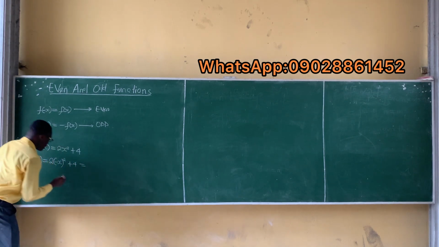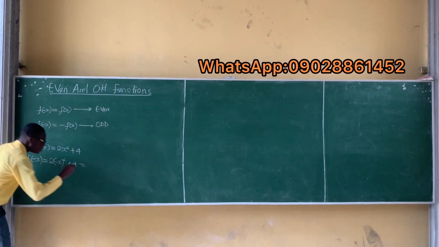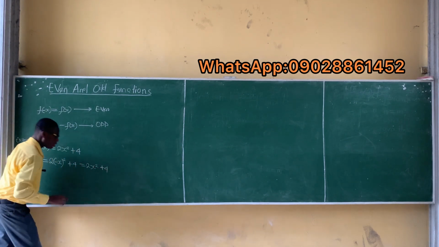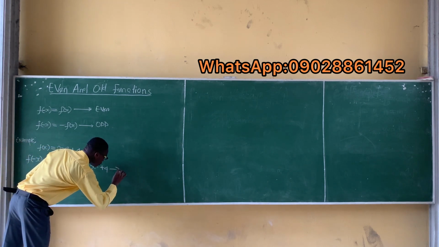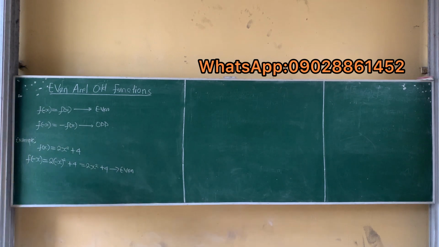Because 2 is an even number, minus x raised to the power of an even number will give us x squared. So we have 2x squared plus 4. This means that this function is even.